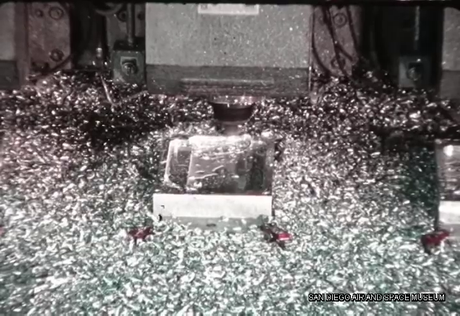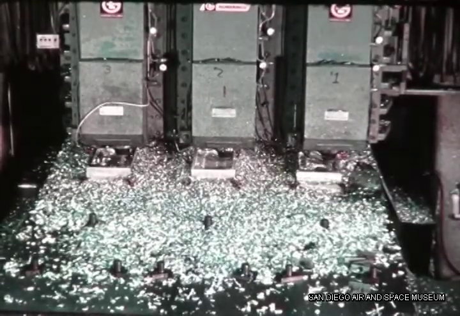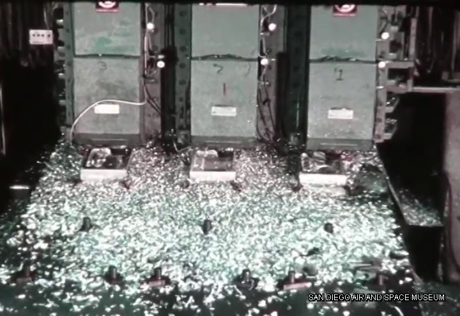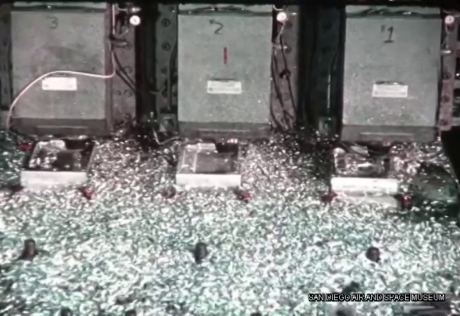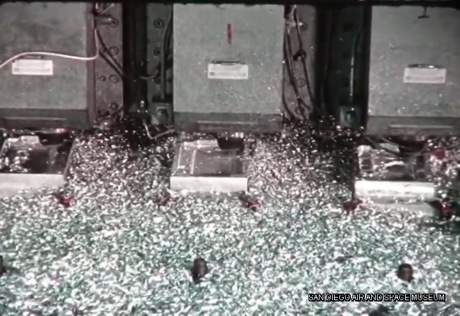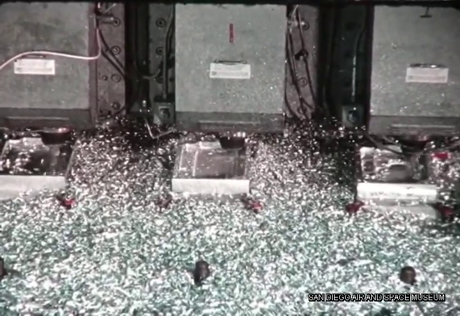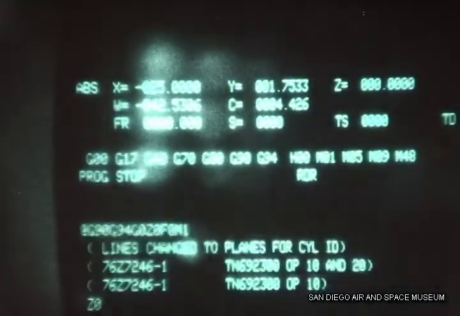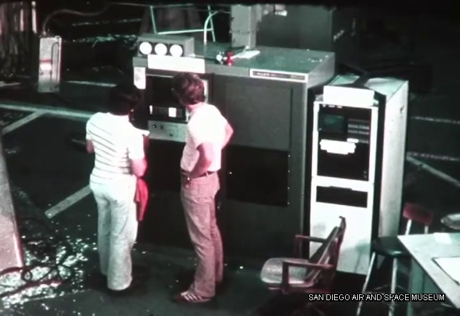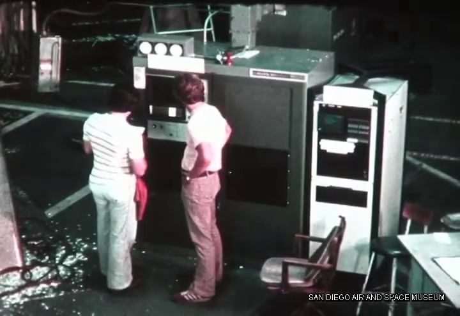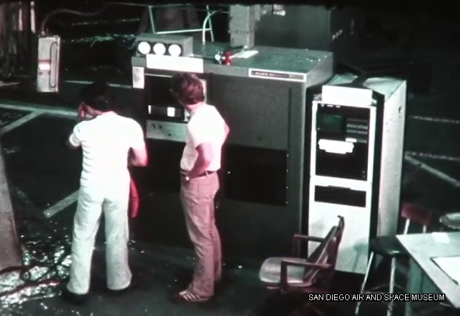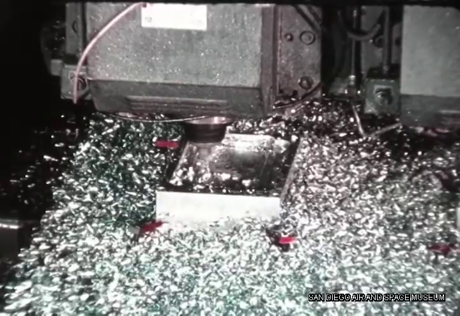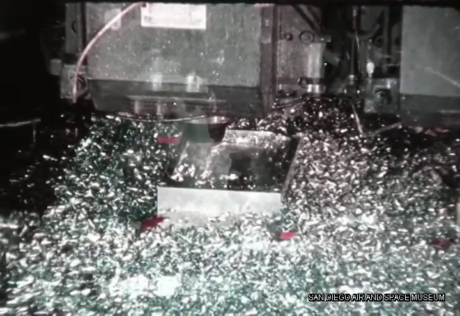This is an important component of the air-launched cruise missile. It is being machined at General Dynamics Convair Division, San Diego, on a machine tool under direct numerical control, DNC for short. It is a significant advancement where the machinist is accessing the database of a central computer directly, without the use of paper nor mylar tape.